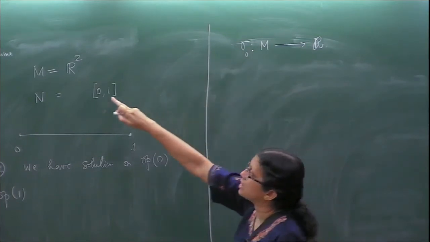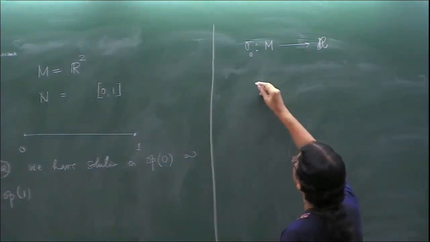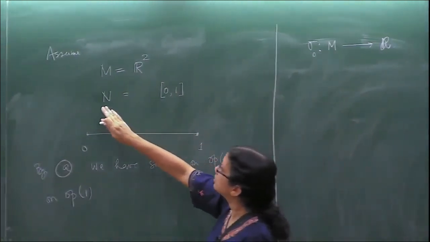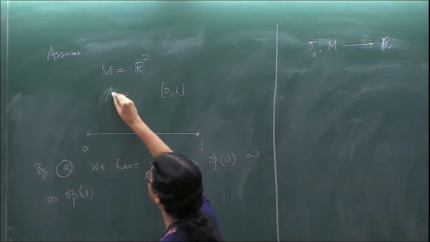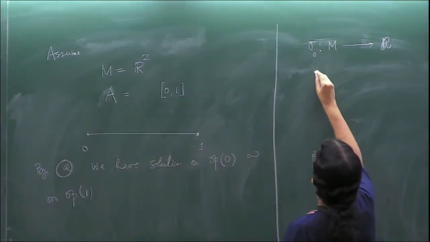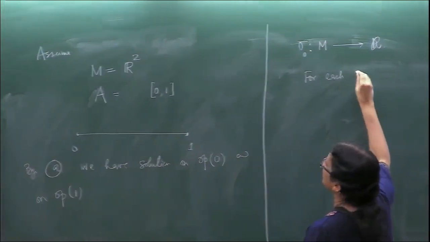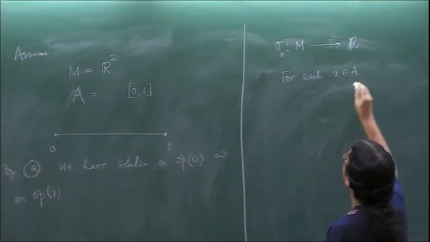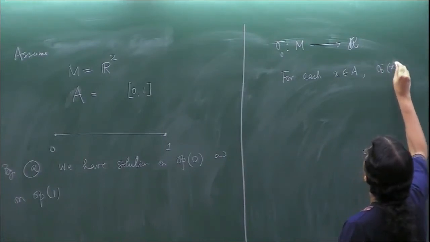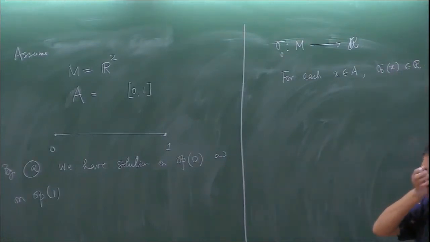My aim is, of course, R2. Now I pick up, let's change the notation a little bit, capital A. So for each x in A, sigma naught of x belongs to R. Sigma naught is a continuous map. Now I want to choose an appropriate representative of sigma naught, and that should be chosen continuously.